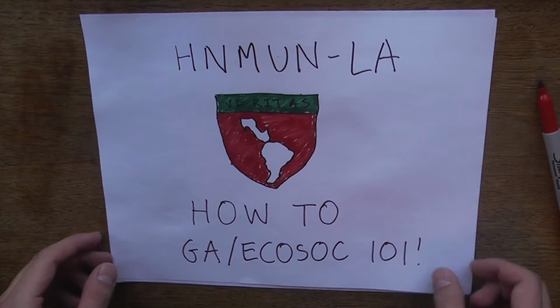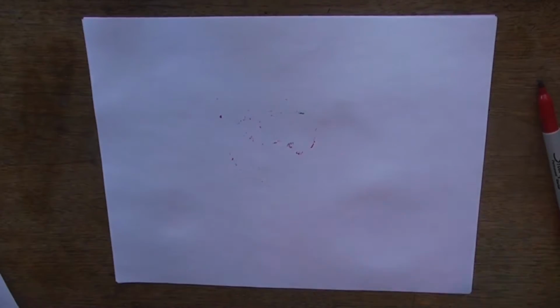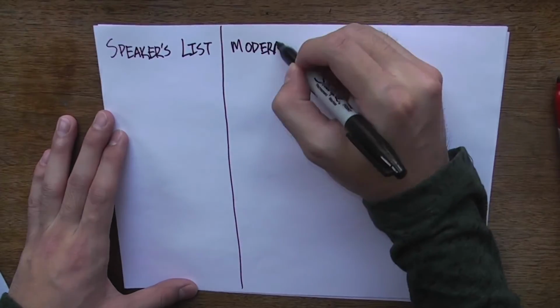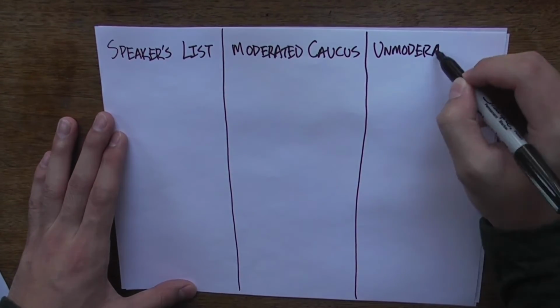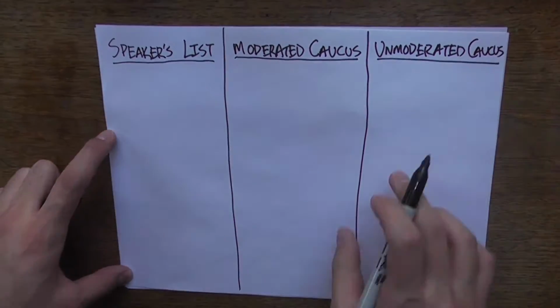Let's walk through the general timeline of what you can expect out of committee. Debate happens through the speakers list, moderated caucuses, and unmoderated caucuses. Let's break each of these down.